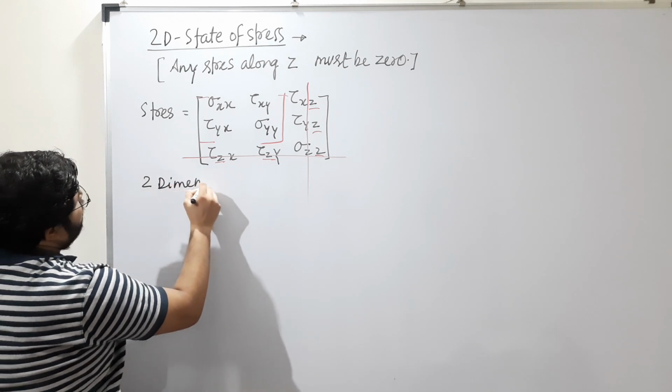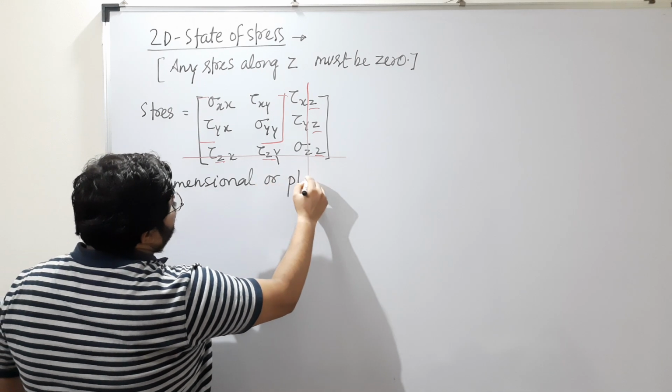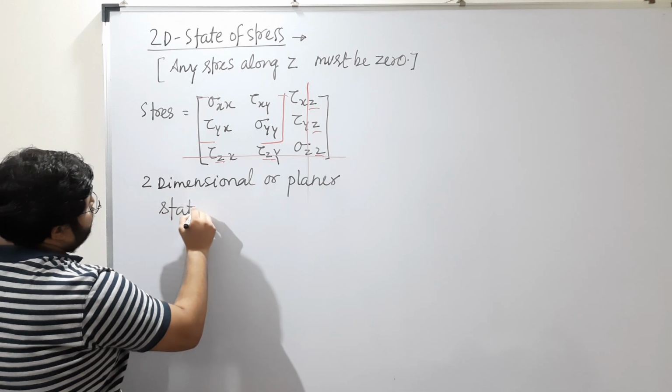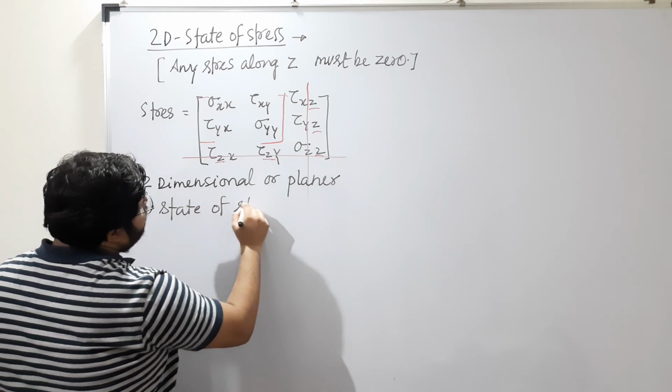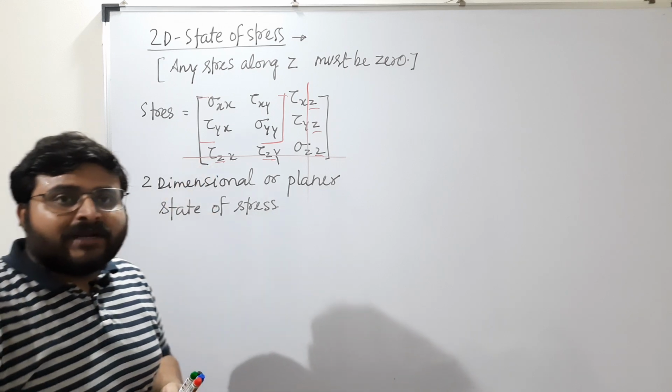two-dimensional, or it is also known as planar state of stress. This will be two-dimensional or planar state of stress.